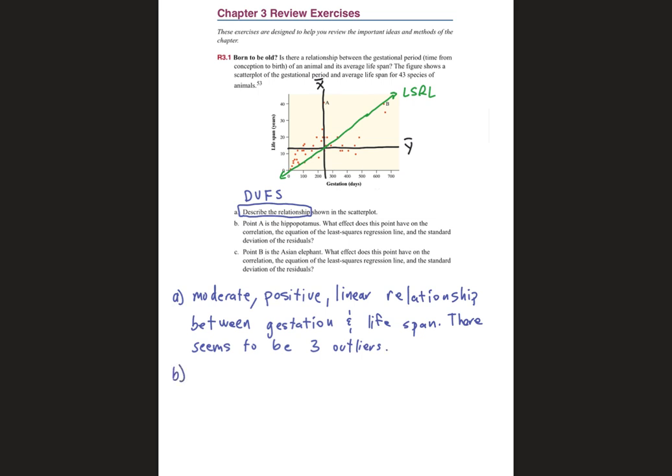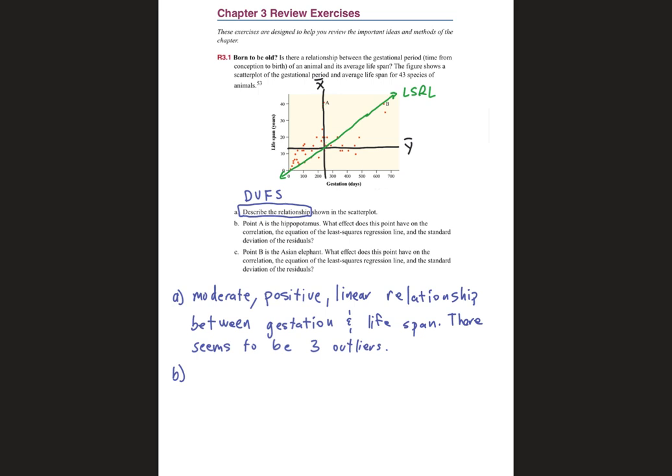Okay, part B. So they say point A is a hippopotamus. What effect does this point have on the correlation, the equation of the least squares regression line, and the standard deviation of the residuals? Okay, for the correlation, it'll definitely have a big effect on the correlation because the correlation is affected by points that have a big residual. So the residual for A would be this distance.